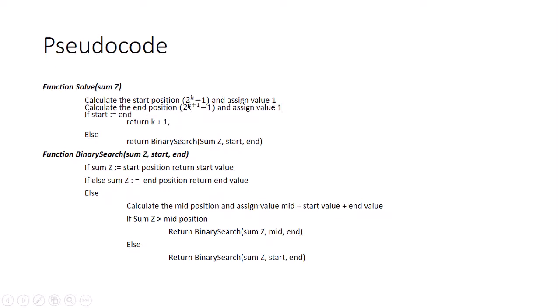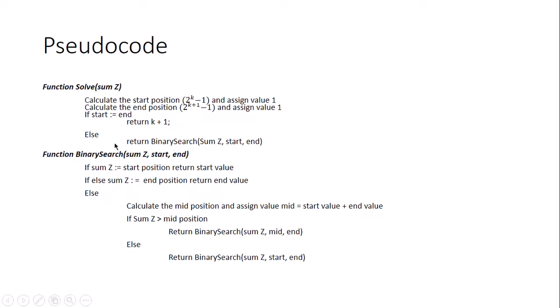Because if these two are equal, it means the sum is in the form of 2 to the power of k. And if a sum is in the form of 2 to the power of k, the final value would be k plus 1. It's always like that. You can actually prove it based on what we are already given. If you want to, you can give it a try and see how it goes. Or else you return binary search with the sum, start and end. So you already have a range and the sum that you calculated. And let's go.